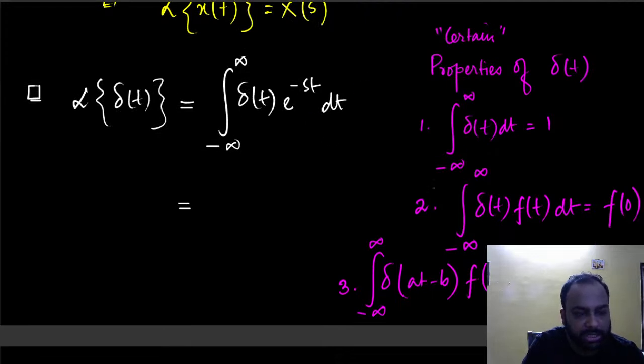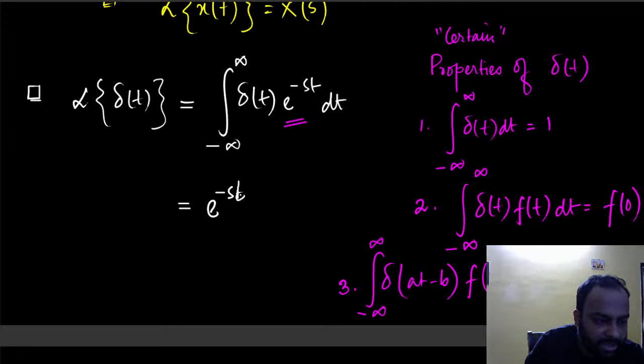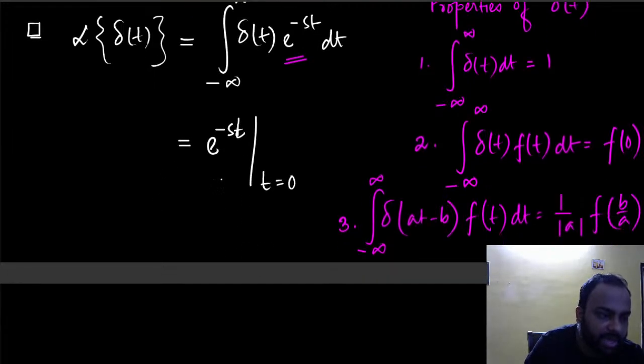So we are going to use the second property here. If I take delta t, multiply it with any signal xt or ft, and integrate with respect to t from minus infinity to plus infinity, then we get f0. So here ft is this one. So f0 would be e to the power minus st, where t is 0. So essentially this one when t is equal to 0, and of course if I put t equal to 0, this is invariably equal to 1.